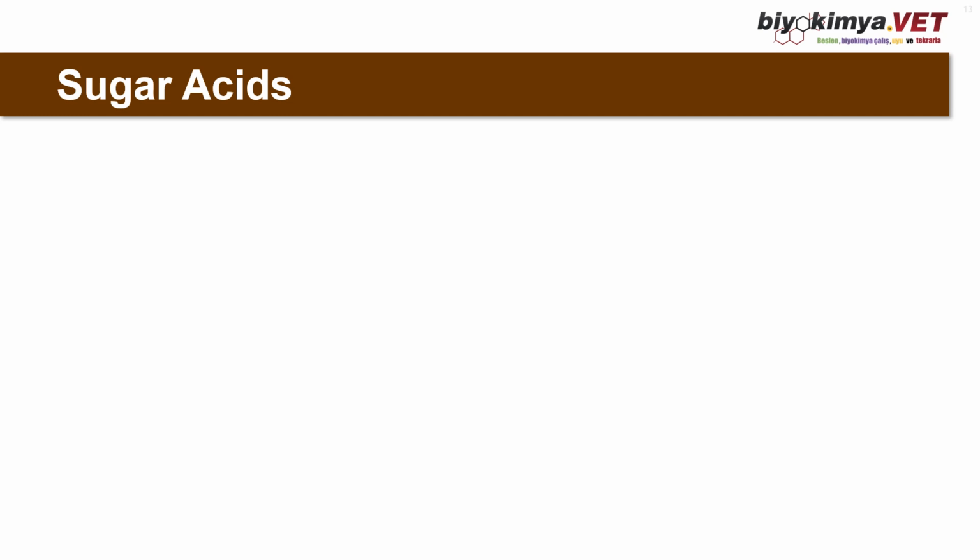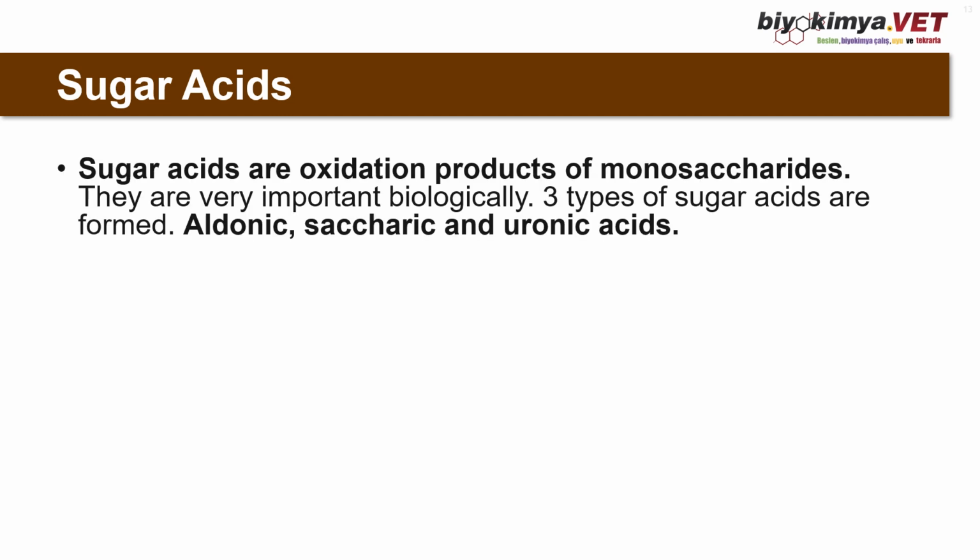And sugar acids. Sugar acids are oxidation products of monosaccharides. They are very important biologically. And there are three types of sugar acids: aldonic acid, saccharic, and uronic acids.